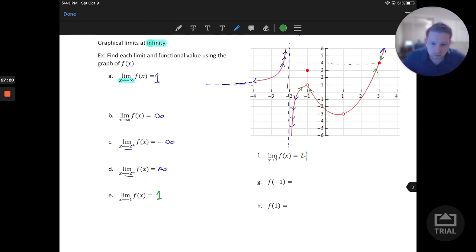And then last but not least, we have a couple functional values, one at -1. If we look at the functional value at -1, that's this jump point that pops over to +3. There's where we're actually defined at -1. And then f of 1, the functional value at 1. Looks like we have a hole in our graph at 1. So we're undefined at 1, and so this functional value does not exist. There's no functional value. You could say that's D and E, does not exist.